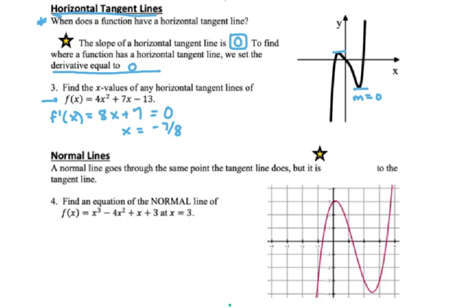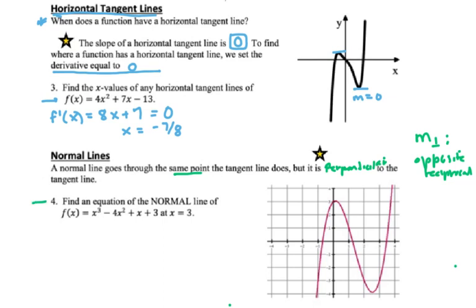A normal line. A normal line goes through the same point as the tangent line does, but it is perpendicular to the tangent line at that point. So remember, when something is perpendicular, its slope is going to be the opposite reciprocal. So if it was 2/3, it'd be negative 3/2, etc.